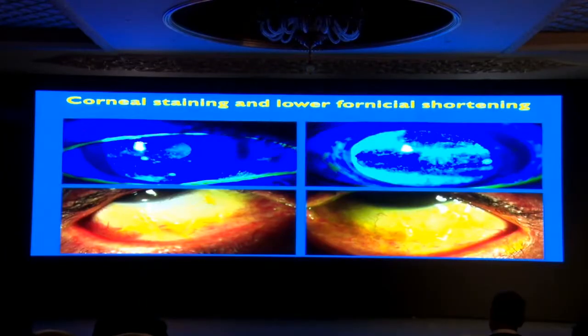Slightly more than that can be an OCP which is moderately advanced, with inferior fornix foreshortening and the surface changes that you see.